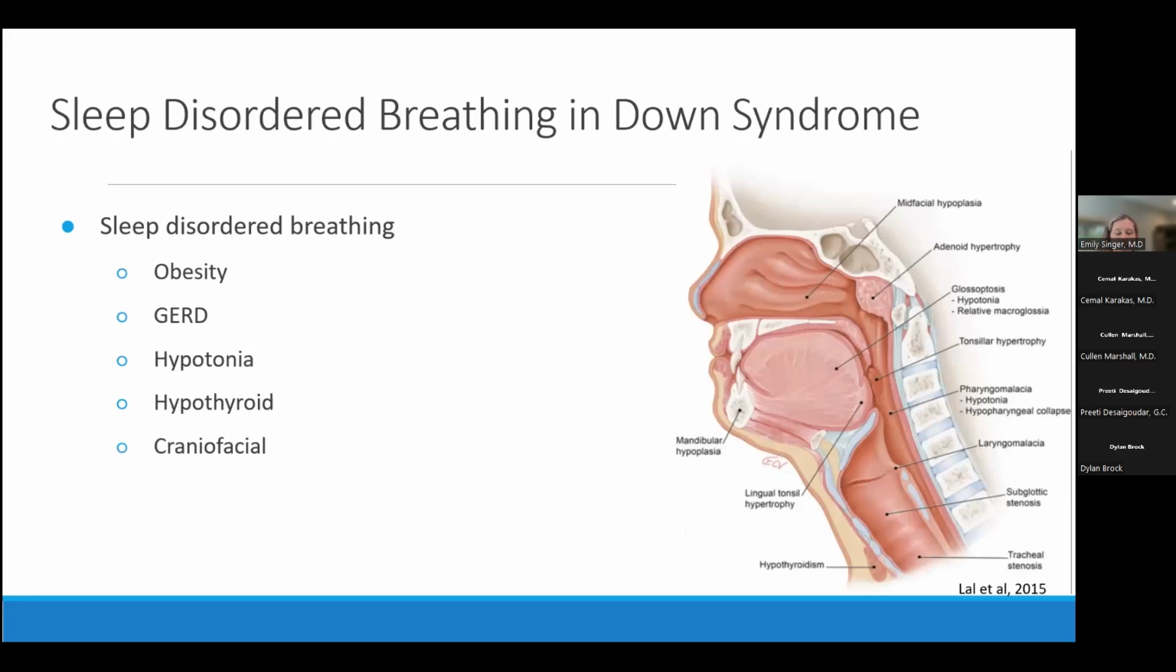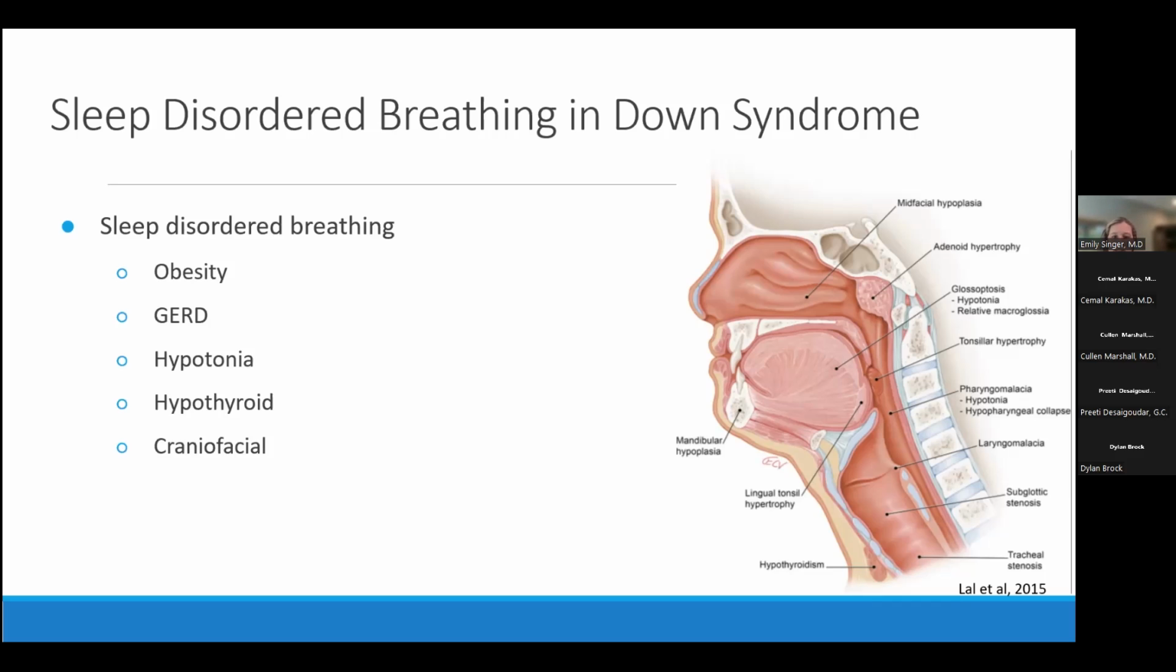I think the most unique aspect of sleep in kids with Down syndrome is their sleep disordered breathing and how high a rate of sleep disordered breathing they do have. It's actually so common that the AAP has recommended any child with Down syndrome should have a sleep study by 4 years of age. And there are really multiple factors that contribute to this increased risk. That includes obesity, their propensity to develop reflux, which irritates and inflames the upper airway, low muscle tone from hypotonia, and hypothyroidism as well, which contributes by increasing soft tissue deposition in the upper airway. And then they have differences in the craniofacial structure of their face and upper airway as well.